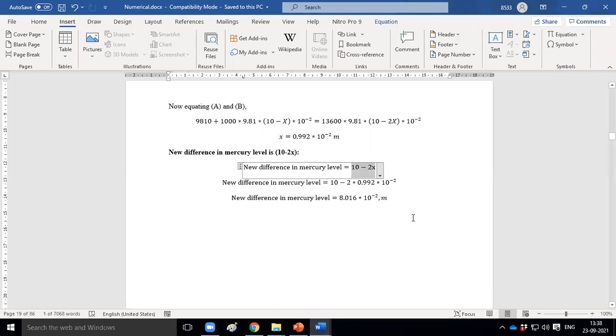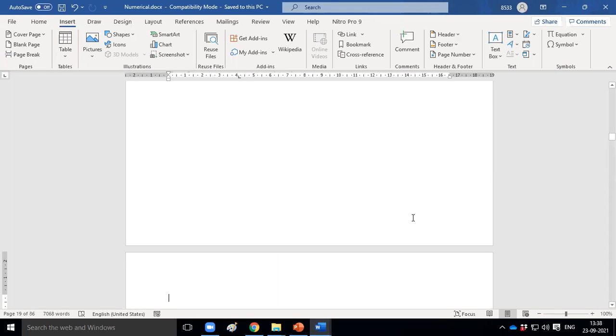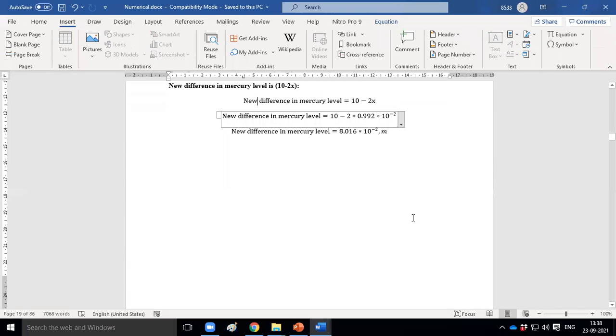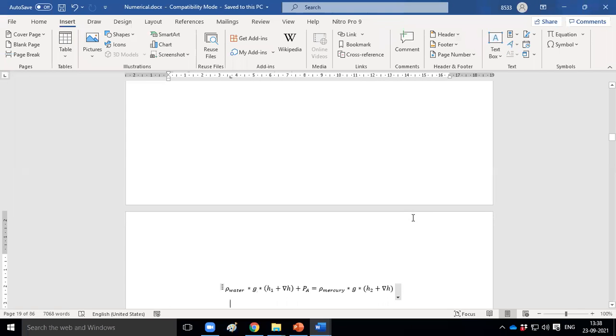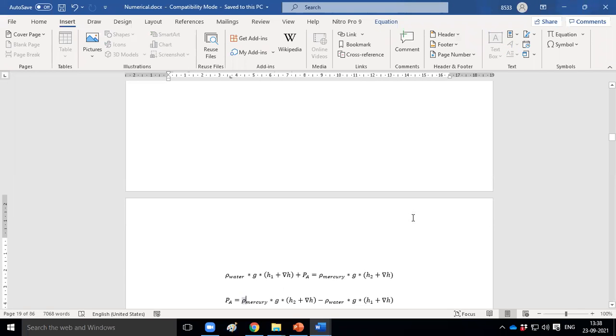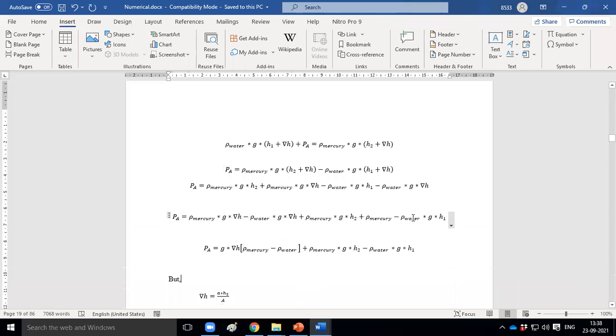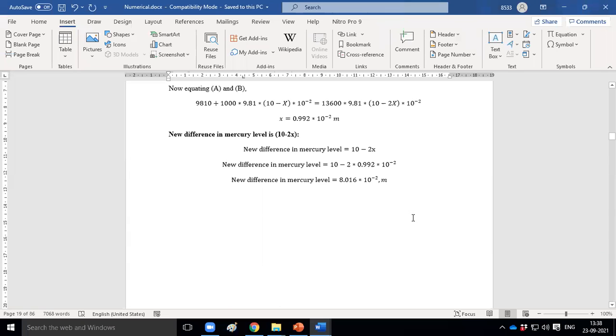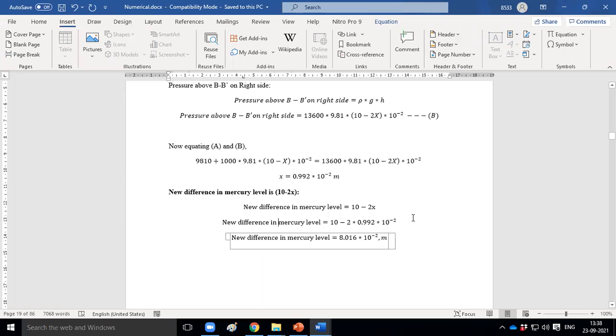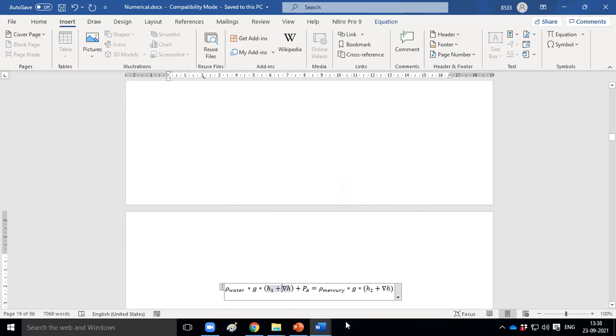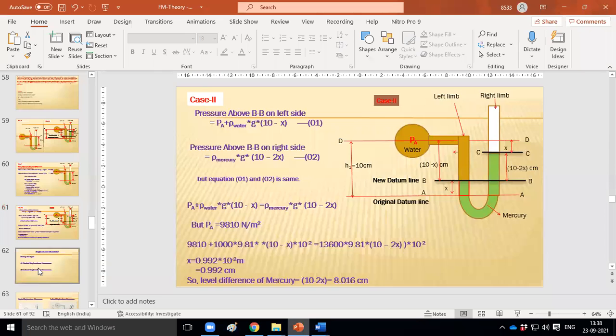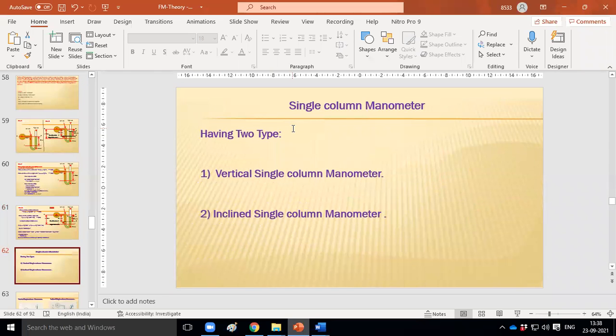Now in the next part we can discuss the types of U-tube manometer. What are the types of manometer? There are two types: one is a vertical single column manometer, and the other is an inclined single column manometer. Different types of single column manometer.